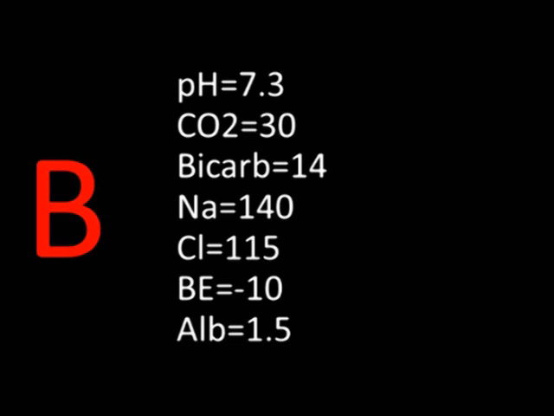Even though those numbers, until you had the albumin, look the same. In the first case, everything worked out fine. In the second case, the guy's actually acidotic. So albumin matters, and that's why Henderson-Hasselbalch fails without putting albumin in the mix.